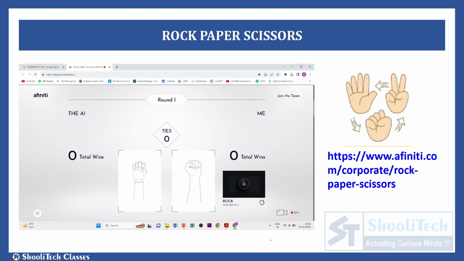To understand the concept of data science, there is a very interesting example given in the CBSE AI handouts. It's about the game Rock, Paper and Scissors. We have added a link of this game in the description box below. In this game, the system collects data of your moves and tries to understand the pattern of your moves, and after some time it starts predicting your next move. So it becomes very difficult for us to beat the system in this game.